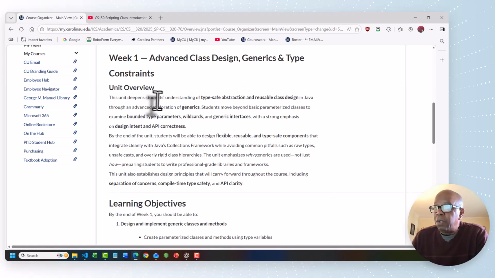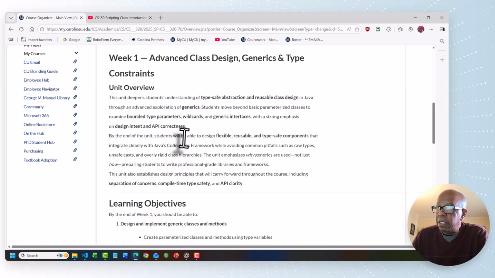The unit deepens the student's understanding of type-safe abstraction and reusable class designs in Java through an advanced exploration of generics. We will get heavily into generics, what they are, what they do, why use them. Students move beyond basic type parameters to examine bounded type parameters, wildcards, and generic interfaces, with strong emphasis on design intent and application programming correctness.